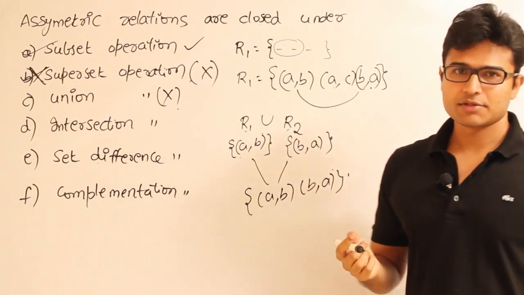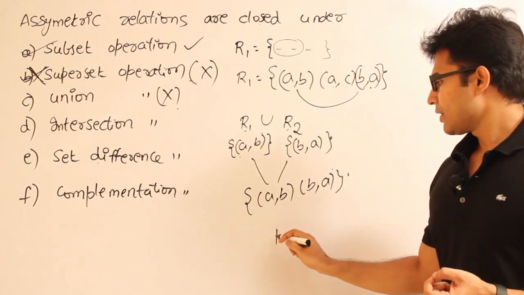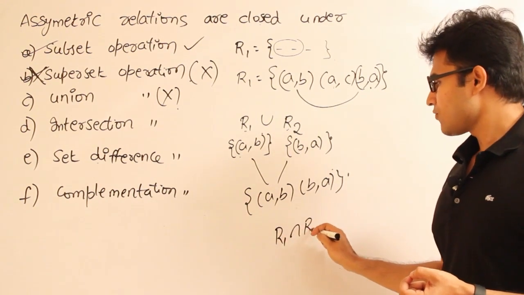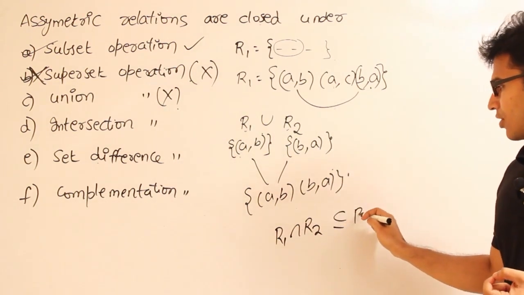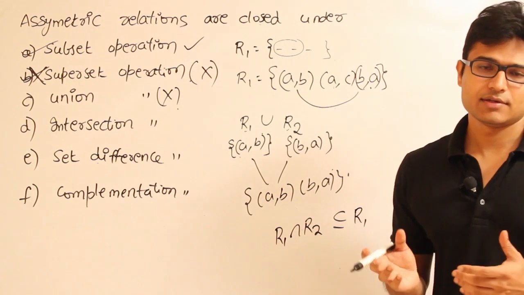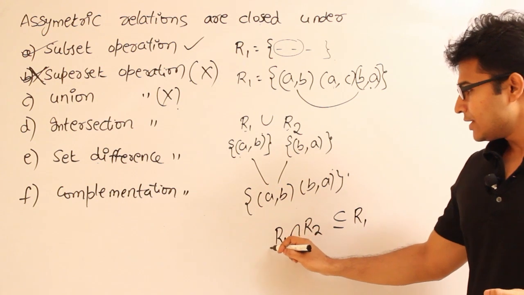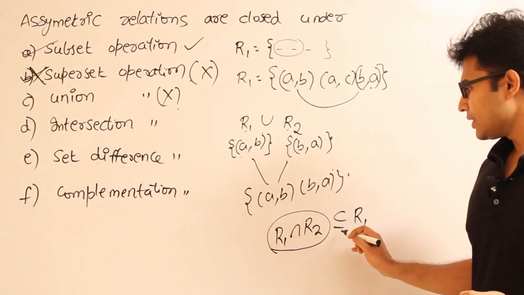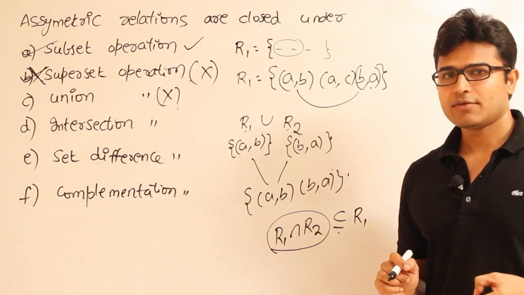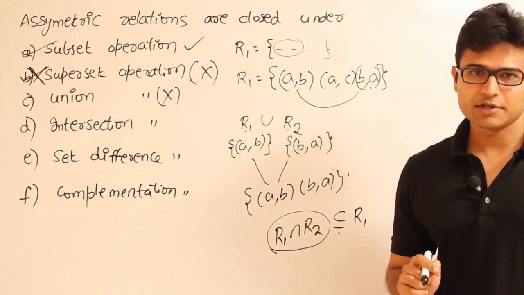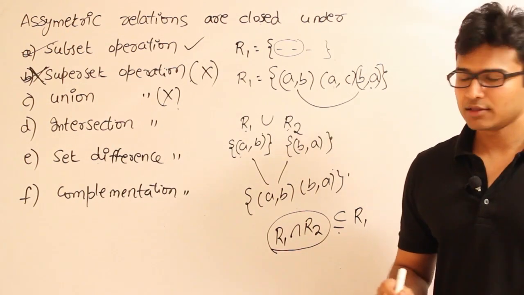Now what about intersection? If we have two asymmetric relations R1 and R2, what can you say about R1 intersection R2? This is definitely a subset of either R1 or R2, isn't it? It is a subset of R1 as well as a subset of R2. Now intersection is nothing but taking the subset, isn't it? Since we already know that every subset of an asymmetric relation is asymmetric, we can say that under intersection also it is closed. I hope you are getting the point, right?